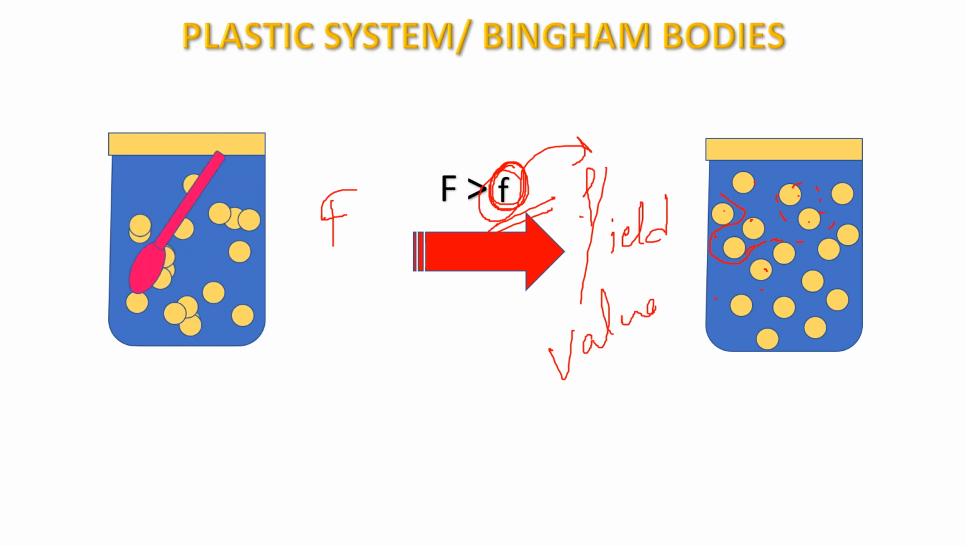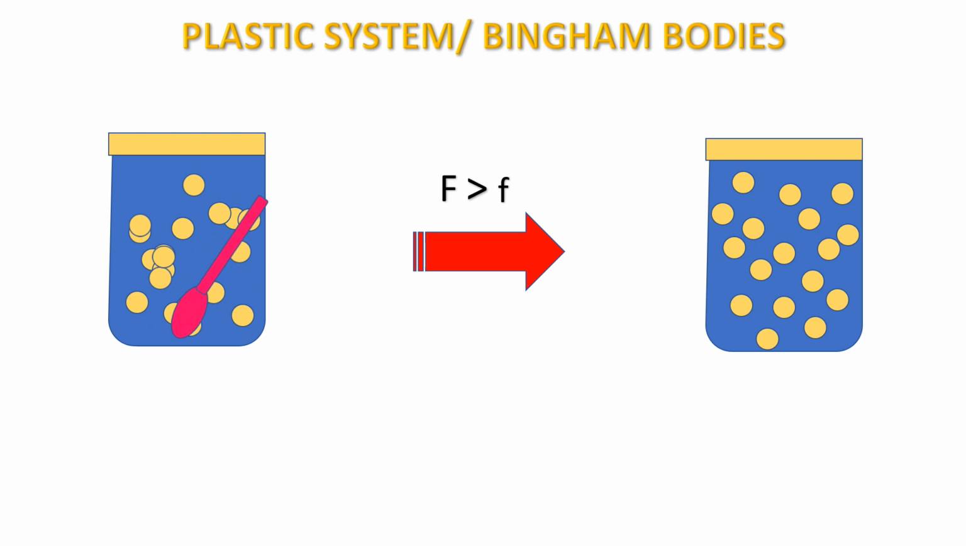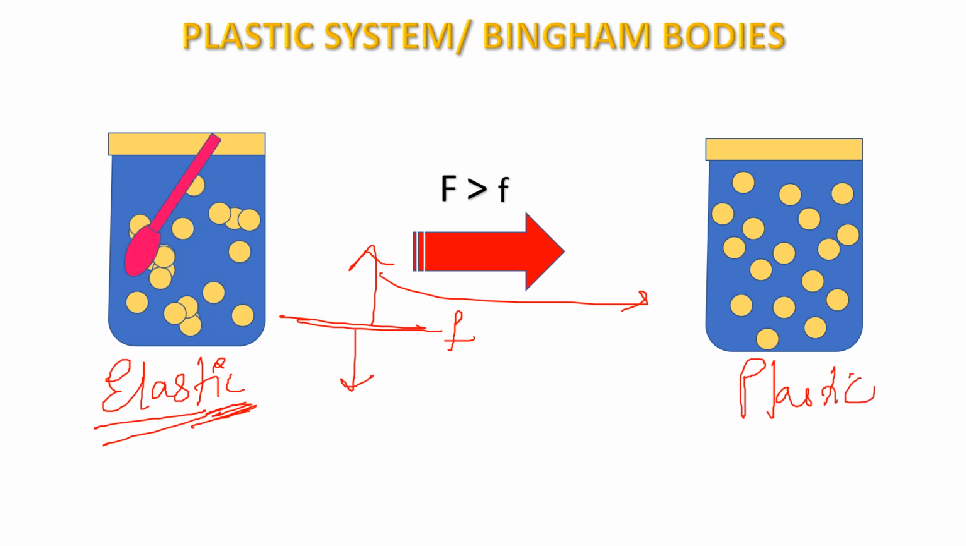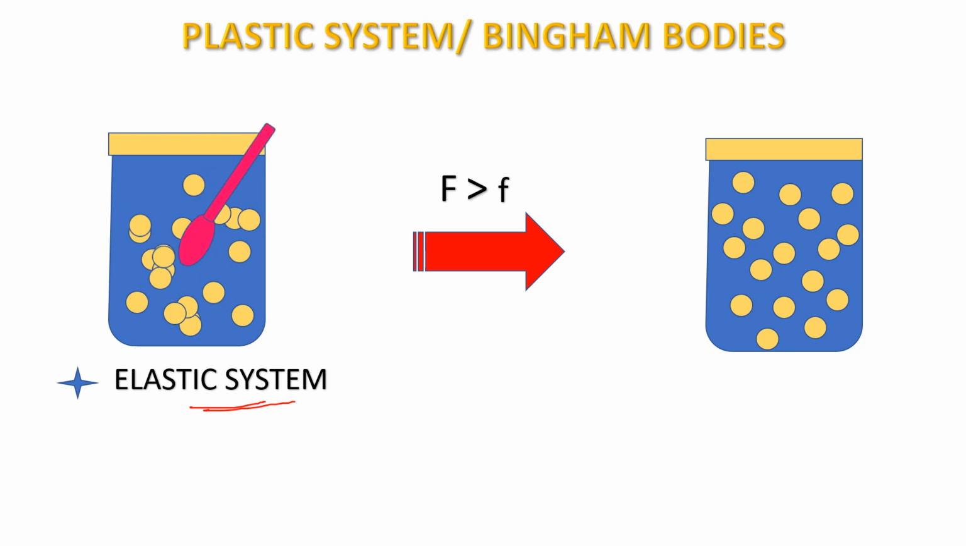Yield value is nothing but the force above which, earlier it was a non-Newtonian system, right? But can I call this an elastic system? Suppose this is the yield value: below the yield value it was elastic. If I applied a little force, the particles moved but again became floccules. But if I apply force above the yield value, the floccules got broken. So this is an elastic system, and this is a plastic system.